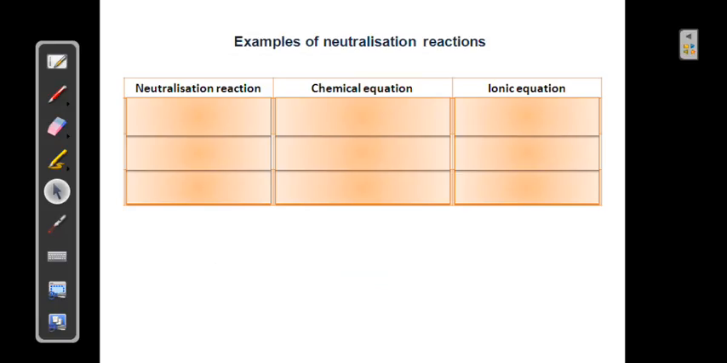Now, examples of neutralization reactions. There are a few that we will bring to the fore, and you will observe the chemical reaction and then the ionic equation of the neutralization reaction between acids and bases or alkalis. The first one is sulfuric acid plus potassium hydroxide. So this is an acid and an alkali.